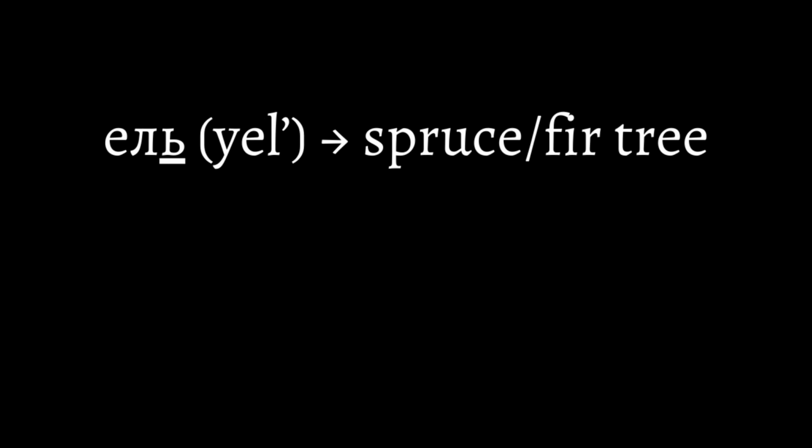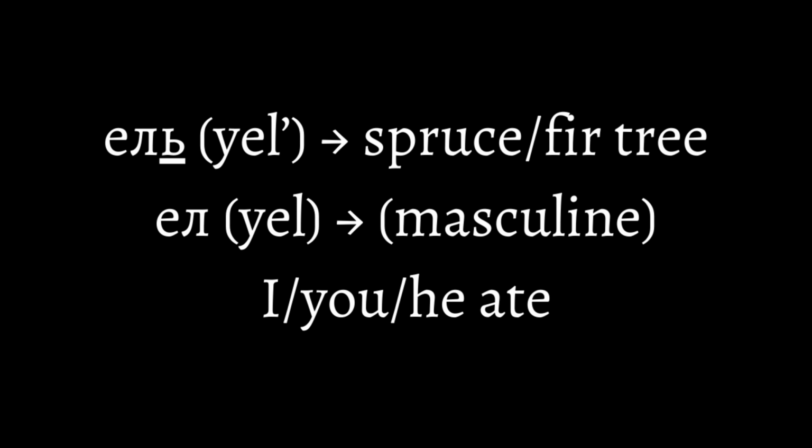Here's the last example where the soft sign is placed at the end of a word, after a consonant. This word is pronounced yel. Yel. This word means a spruce or fir tree. If you were to remove the soft sign, the word would be yel. Yel. This word now means masculine, I, you, or he ate. That's the power of the myagkiy znak in Russian, and it's something that you just have to get a feel for.